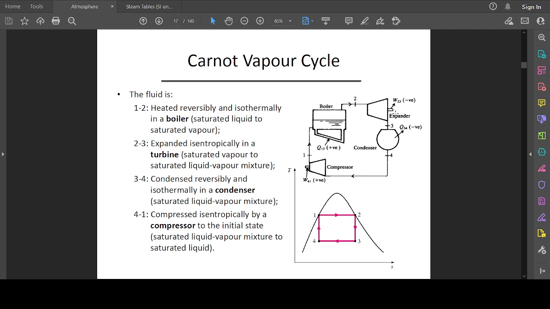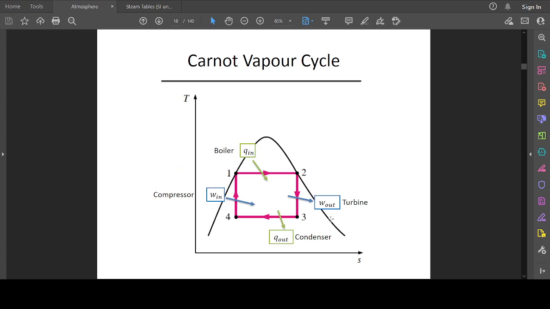isentropically. Okay, and the low quality steam, which is a saturated liquid vapor mixture, goes into the condenser where most of the heat is removed from this working fluid, and then the fluid goes into the compressor, remaining as a saturated liquid vapor mixture. And in this compressor, the mixture of liquid and vapor is compressed to raise the pressure to the boiler pressure, so that it will be transported back to the boiler and the process continues.